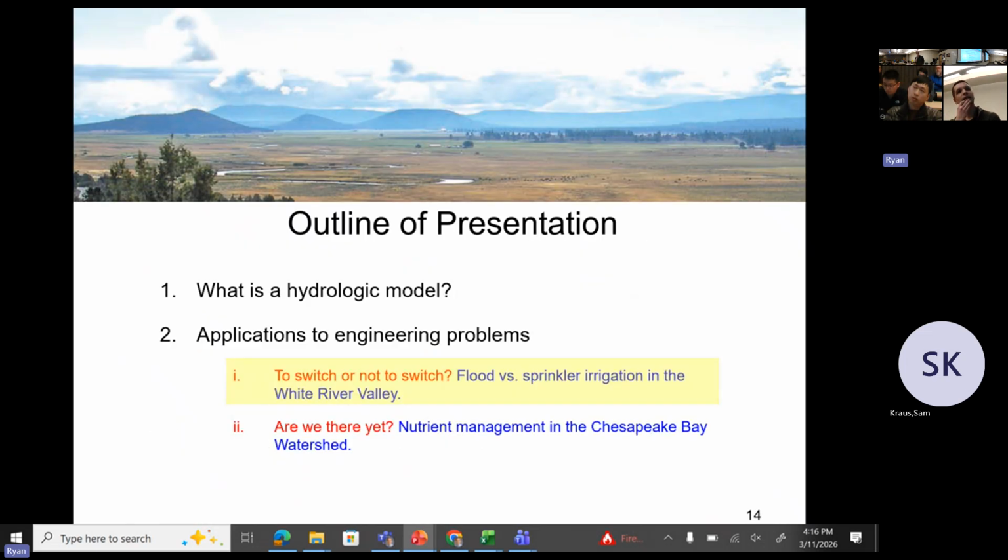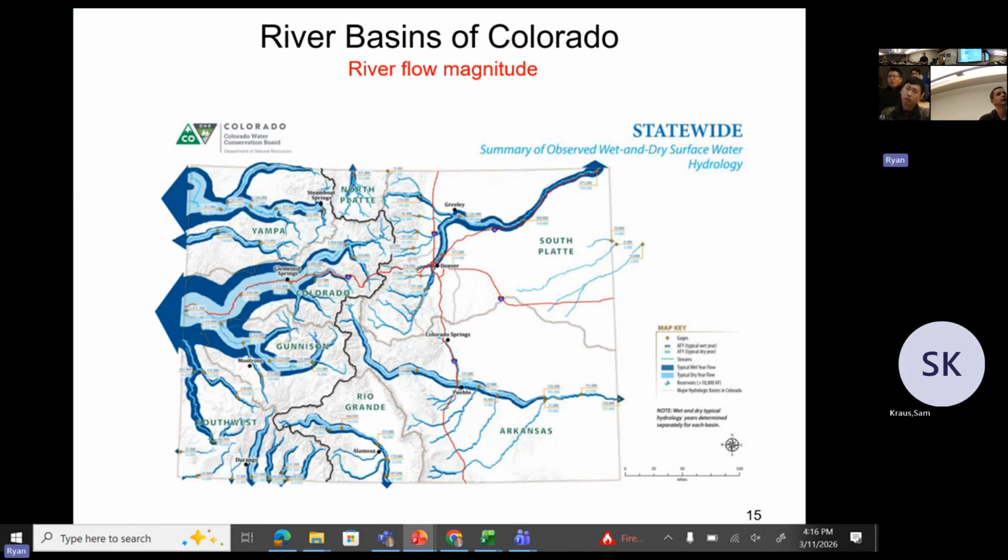So, now that's our background, I'd like to look at two different cases where we're applying these hydrologic models. And in the second one, we're actually doing pollutant transport, and I'll talk more about that theory when we get to that second one. So the first one I'll talk about is flood versus sprinkler irrigation in the White River Valley. And to give some context, this is showing the size or how much flow is in the different rivers in Colorado.